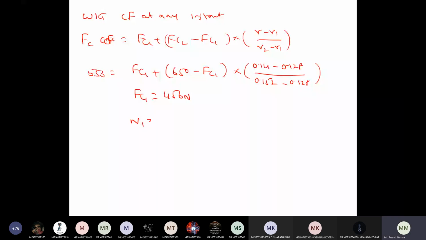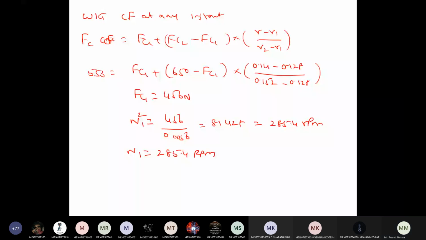So from this, what is N1 I can get? N1 square is equal to FC1 by 0.0056. That is 81,428, which gives 285.4 RPM. This is the minimum speed. The first part is asking to find the minimum speed of the governor. 285.4 RPM is the minimum speed of the governor. This I have found. Next, spring stiffness we are supposed to find.